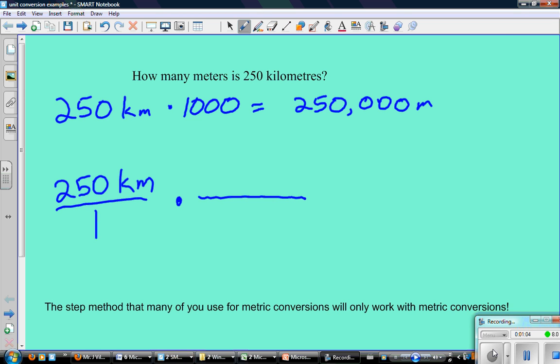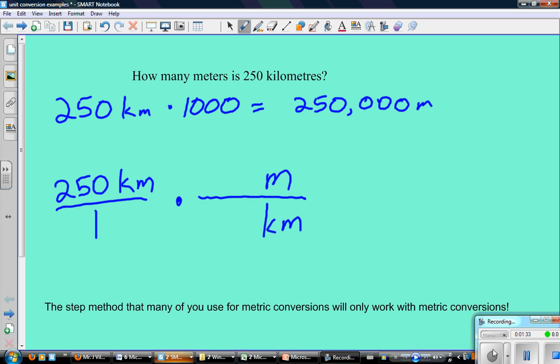Now when I taught grade 9 math, I called this top shelf, bottom shelf. So I've got a unit on the top shelf that I don't want. I don't want kilometers anymore. So I'm going to put kilometers on the bottom shelf. And then the unit that I want is meters, so I'm going to put that on the top shelf. So that's my first step, I set up the ratio.